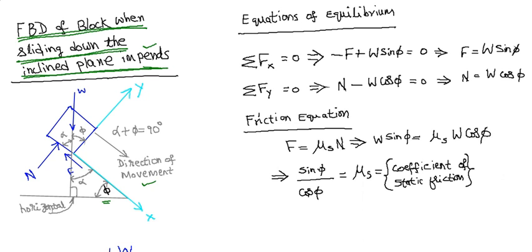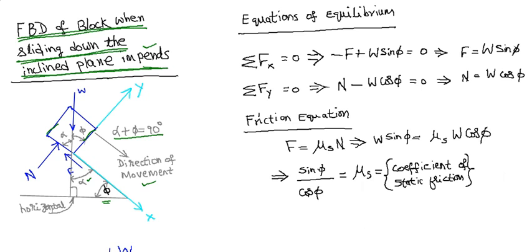So in the free body diagram, this is the block. We have drawn the block, the rectangle. This weight W acts through the center of gravity. Let us say you have a normal force, and you have the friction force, which is always tangential to the surface. We see that this angle alpha is related to phi by alpha plus phi is 90 degrees.